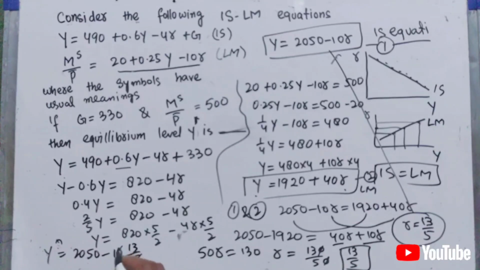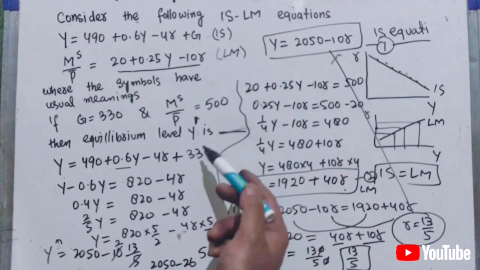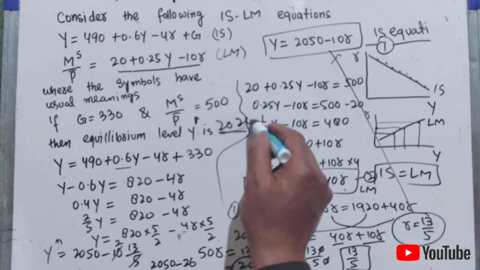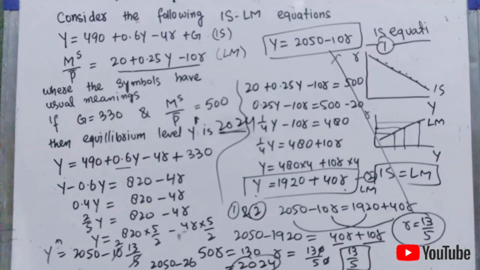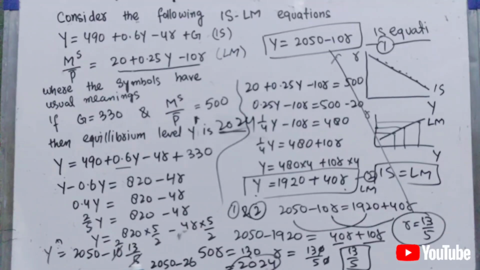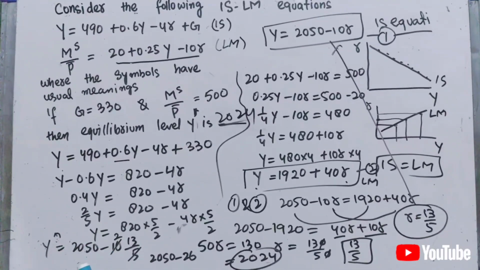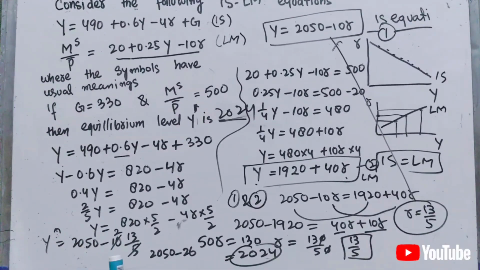So here 5 ones are 5, 5 twos are 10, so 2 13s are 26. So we get 2050 minus 26, which comes out to be 2024. So the equilibrium level of output in this economy will be 2024, which is the correct solution. Let me see if I am within the limits. Now I am within the limits here.